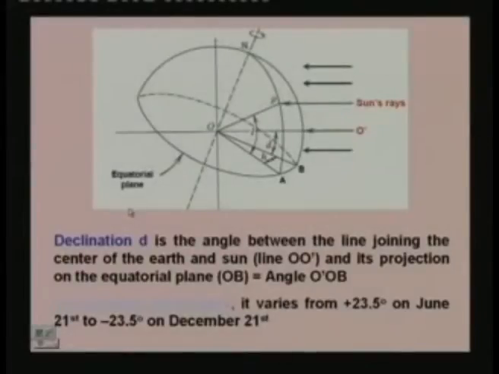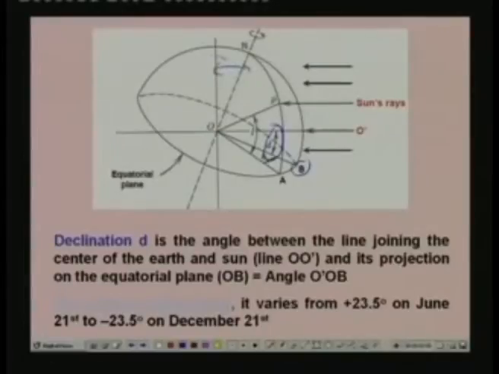Again we refer to the same figure, and declination D is the angle between the line joining the center of the earth O and sun, that is nothing but the line O dash, and its projection on the equatorial plane. The projection of line O dash on the equatorial plane, as I have already discussed, is OB. So declination is nothing but the angle between OB and O dash, that is nothing but angle D. Since the earth is tilted 23.5 degrees, you have an angle of tilt of 23.5 degrees.